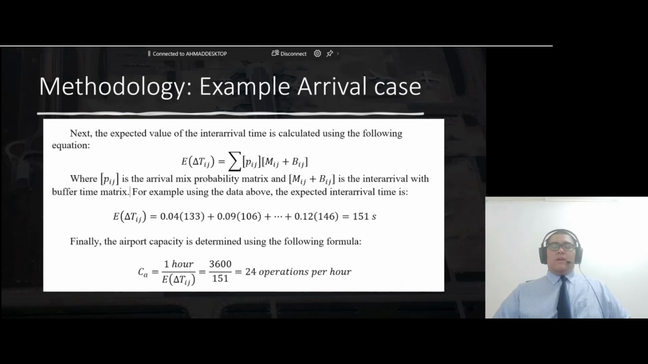Finally, we calculate the airport capacity, which is determined using the following formula. We divide 3600 seconds, which is equivalent to 1 hour, by this value, and for the arrival case we get 24 operations per hour.